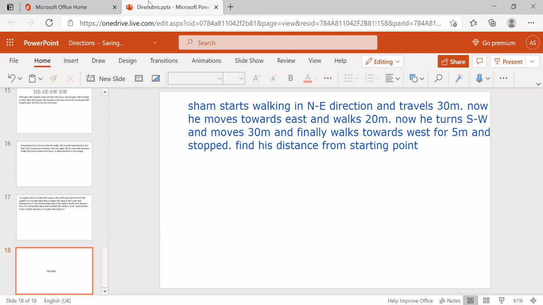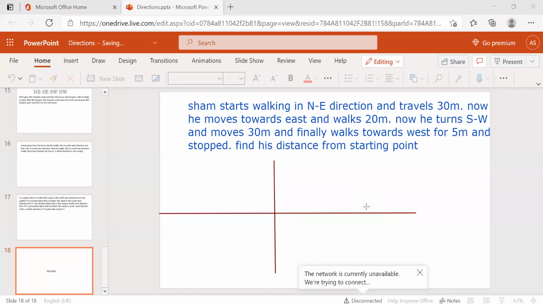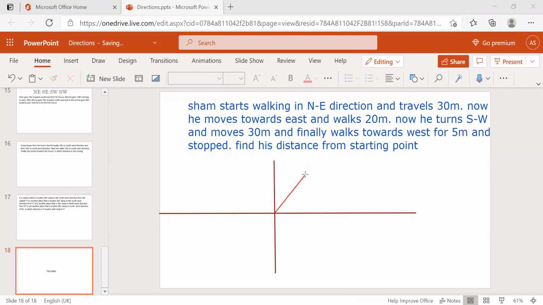Now, what are the directions? Okay, I'll check now. The first thing is how he is moving. He starts walking in a northeast direction and travels 30 meters. So from here, think he started here, northeast like this, 30 meters. Then from here, which is the direction?